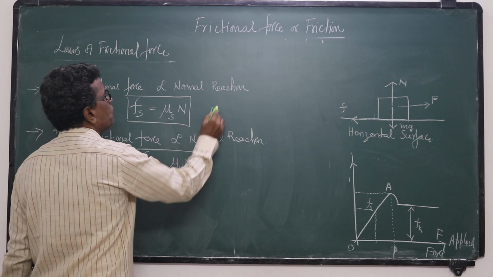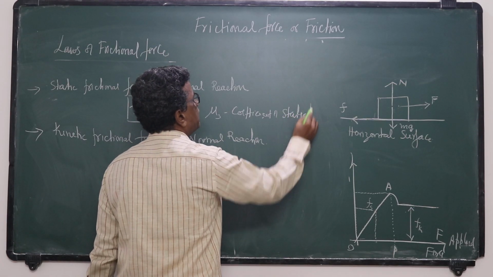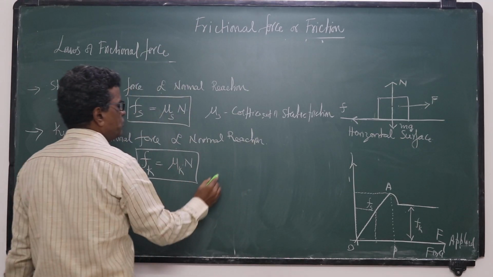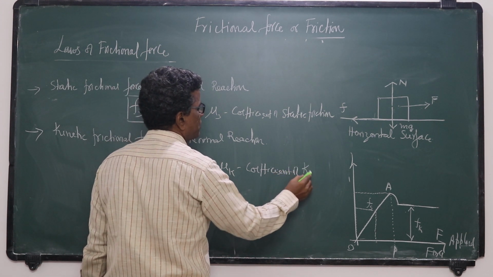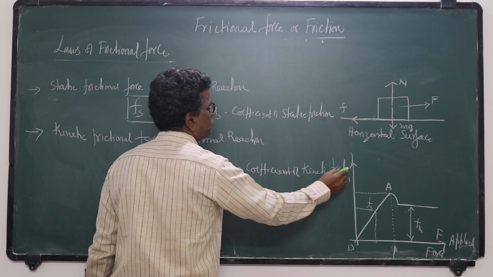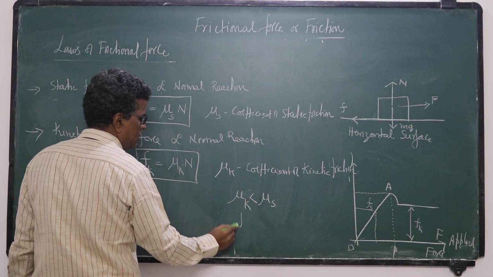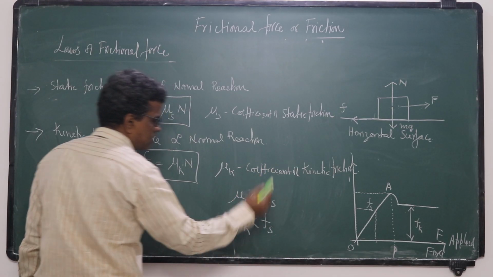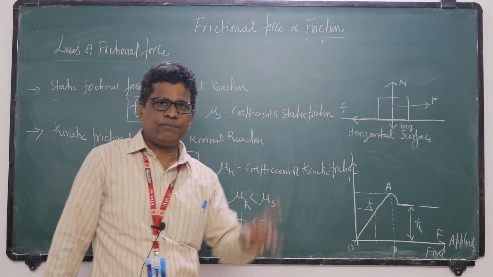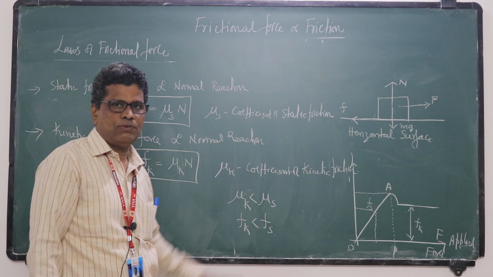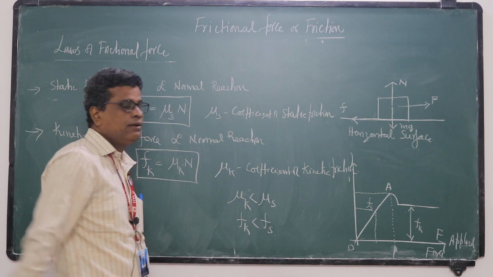What is mu s? Coefficient of static friction. What is mu k? Coefficient of kinetic friction. So generally mu k is less than mu s. That is Fk is less than Fs. Okay. These are the two types of frictional force. So when the block is in motion, you consider kinetic. When the block is at rest, you consider static frictional force. Okay. So kinetic is less than static frictional force value, since mu k is less than mu s.